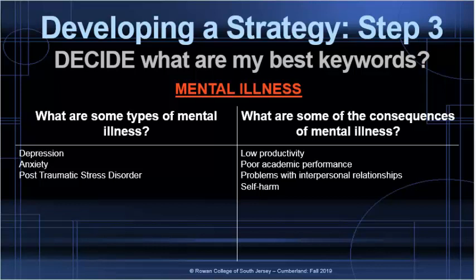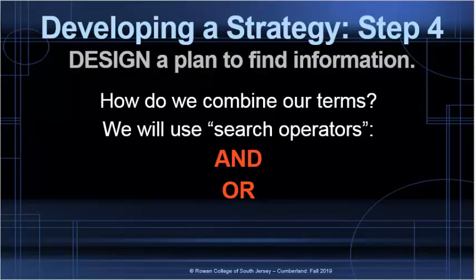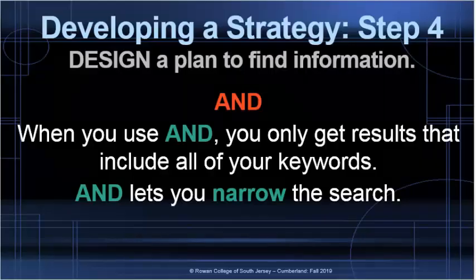or self-harm. Now that we've come up with a list of different terms, we can go ahead and design a plan to find information. What we'll have to think about is how we're going to combine our terms so that we can get the information back that we want. For this, we're going to use something we call search operators, and the particular operators we'll be using today are AND and OR. Let's take a look at AND first.